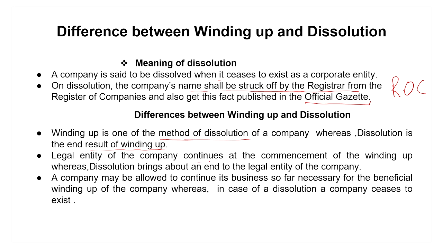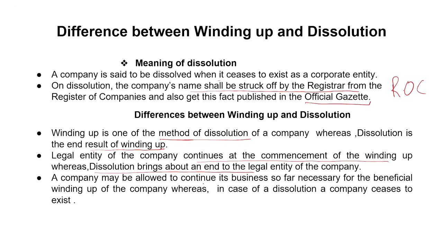The legal entity of the company continues at the commencement of the winding up, whereas dissolution brings about an end of the legal entity. During the process of winding up, the corporate status of the company survives as it is, and the company loses this status only after the dissolution order is passed, and this order of dissolution is also published in the official gazette. A company may be allowed to continue its business so far as necessary for the benefit of all stakeholders. So, in case of dissolution, a company ceases to exist. After dissolution, there is no survival of the company. During the winding up, the company survives for the benefit of the stakeholders.